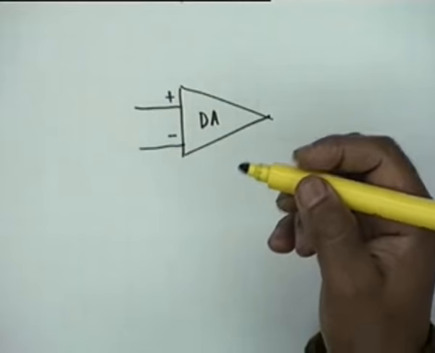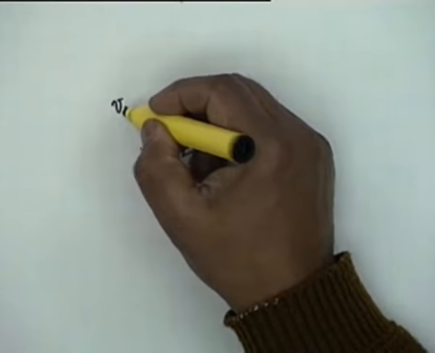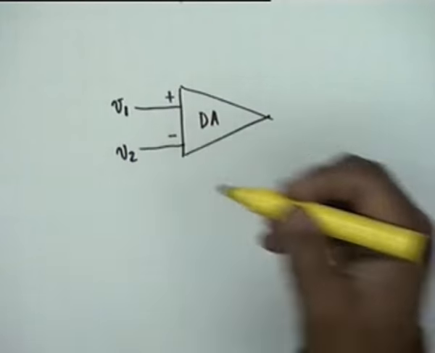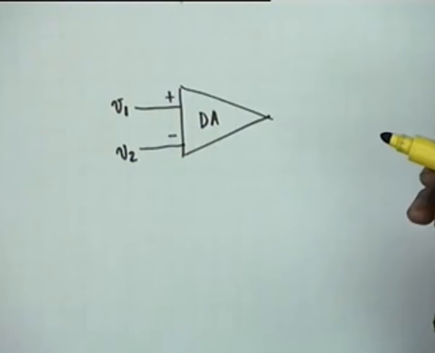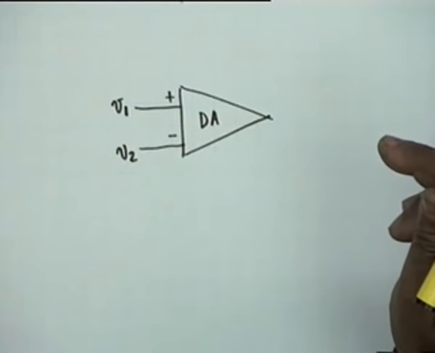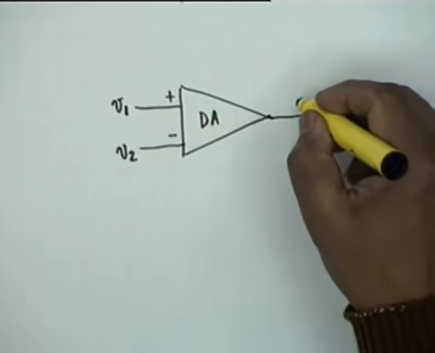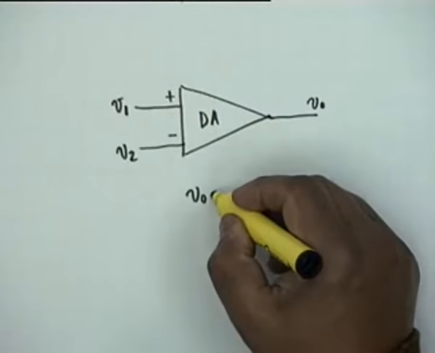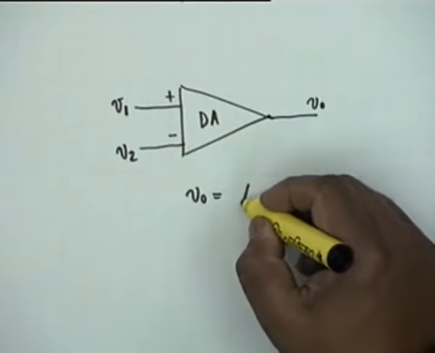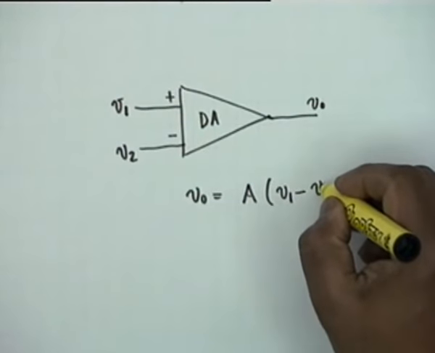Now this voltage we shall call V1 and this voltage we shall call V2. V2 is the inverting input. It is not an op-amp though, it's a differential amplifier. And the definition of a differential amplifier is that the single-ended output voltage is ideally some gain A multiplied by V1 minus V2.